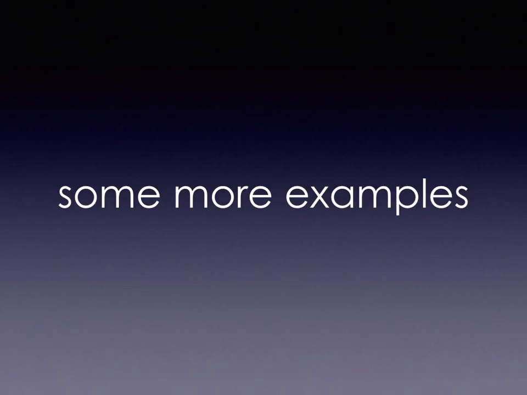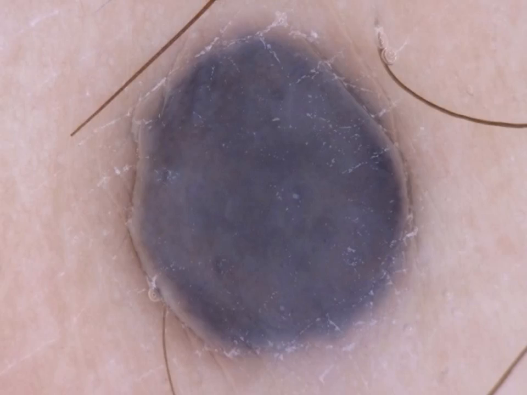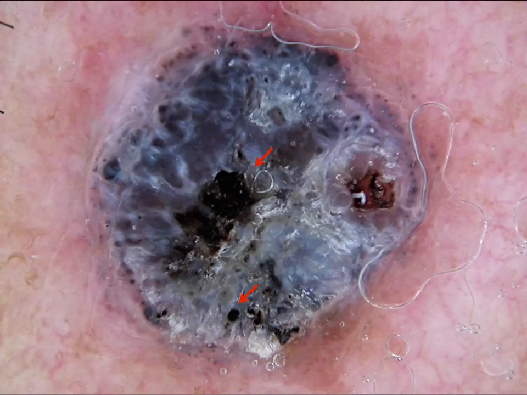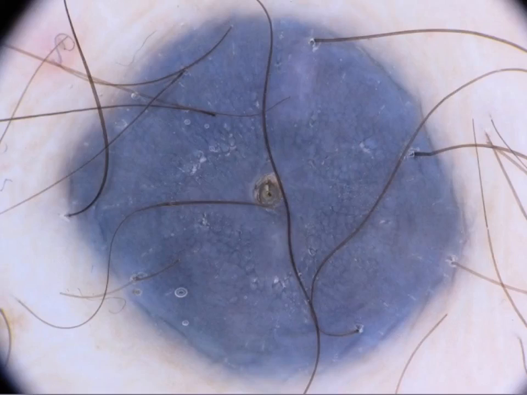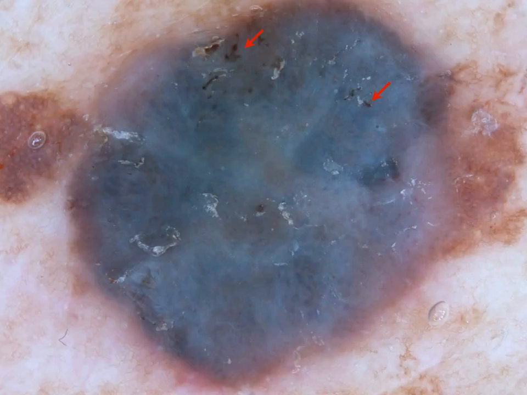Some more examples: a blue nevus showing just structureless blue pattern. Instead, here we have a melanoma showing structureless blue pattern associated with black blotches and globules and dots. Another example of a blue nevus, we just see blue coloration. Instead, a nodular melanoma showing again structureless blue coloration, but again the association with black dots and structures.